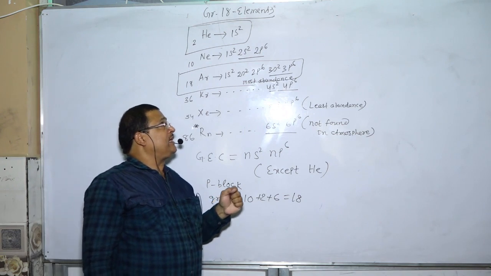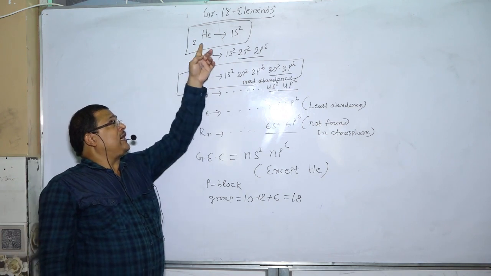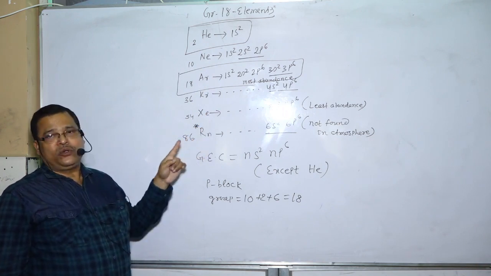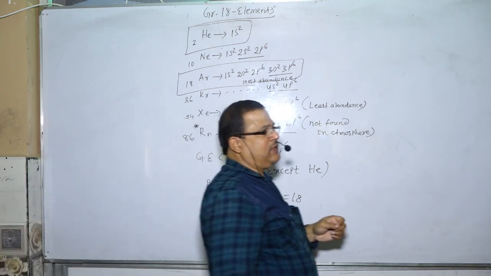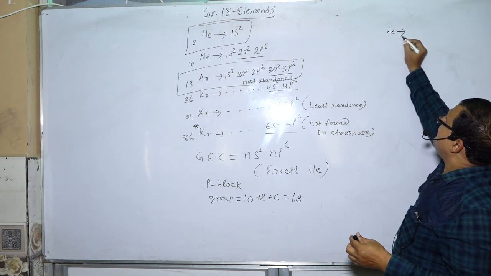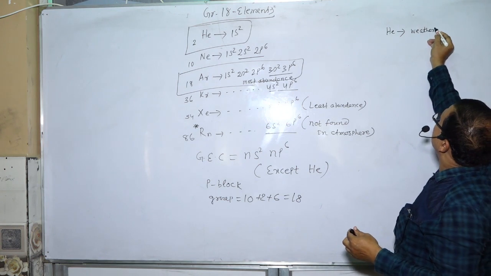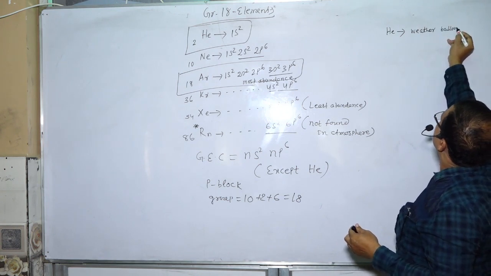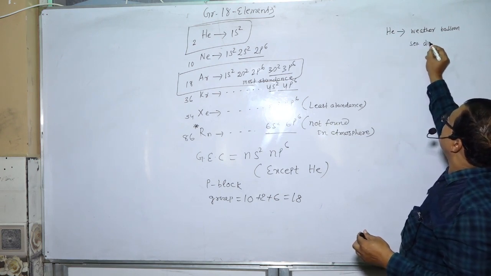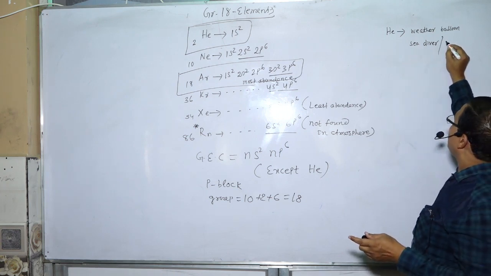Next we will discuss the different uses of this group of elements. Regarding the uses of helium, neon, argon, krypton, xenon, and radon, we will go one by one. Then what is the use of helium? Helium is used in weather balloons, used by sea divers, and also by asthma patients.